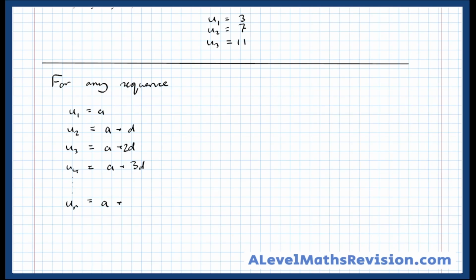A plus. Now notice there's always one less difference than the term number. The first term has no differences added to it. The second term has one difference. Term 3 has 2 differences. There's always one less difference added to it than the term number. So 1 less than n is n minus 1, A plus n minus 1 D.